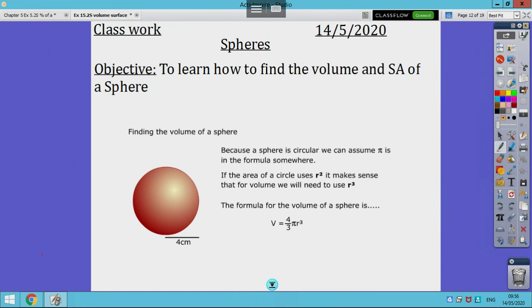So today again we're working on spheres, potentially hemispheres at some point I think as well, and we're going to learn to find the volume and surface area of them.